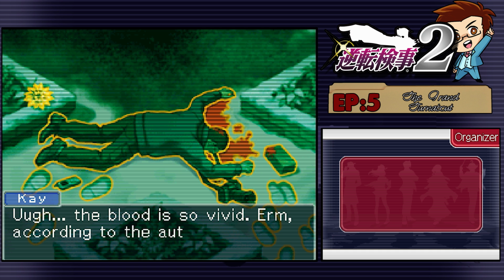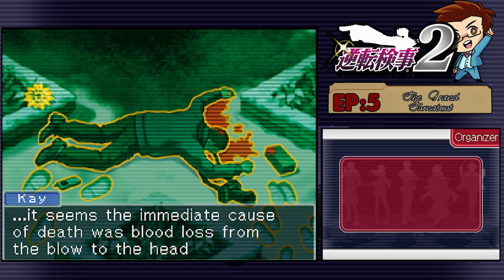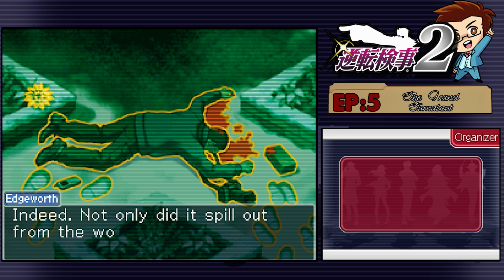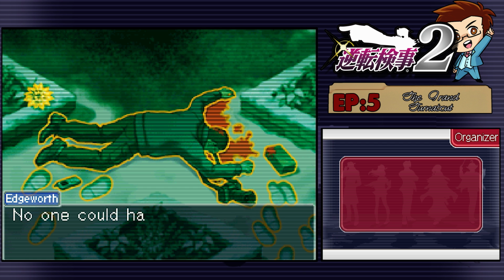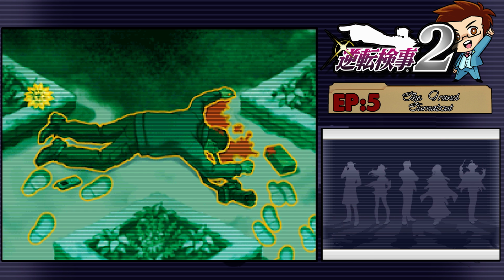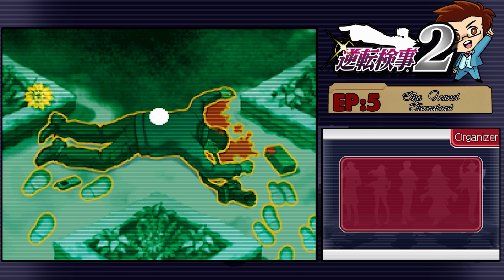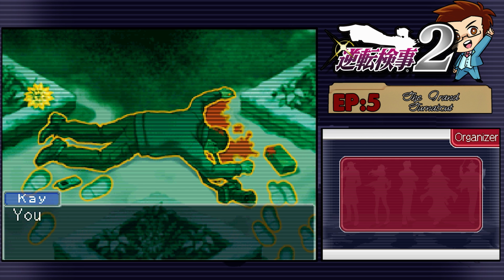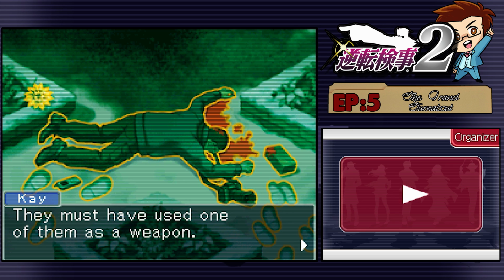The blood is so vivid. According to the autopsy report, it seems the immediate cause of death was blood loss from the blow to the head. Not only did it spill out from the wound, it also splattered the surrounding area. No one could have survived after losing this much blood. I guess it's safe to say that the autopsy report matches the state of affairs. This is the brick that was used as the murder weapon. You can find bricks like this all over the garden. They must have used one of them as a weapon.